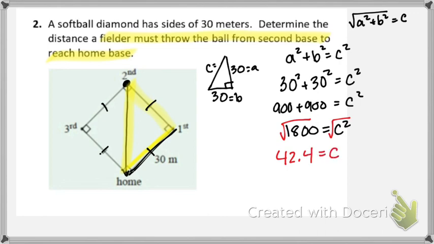We'll see. So we are running 42.4 meters from second base to home base.